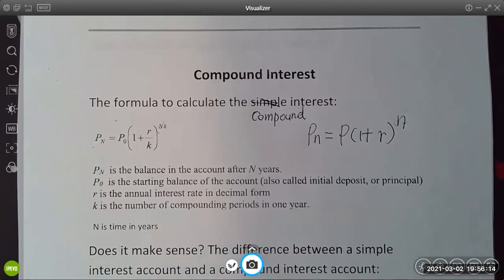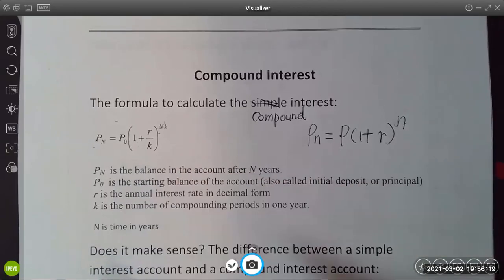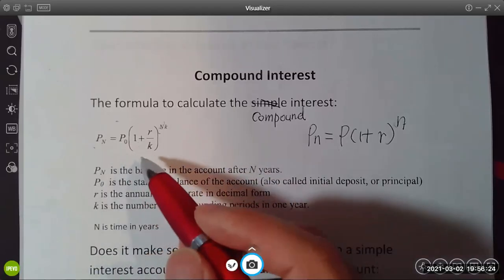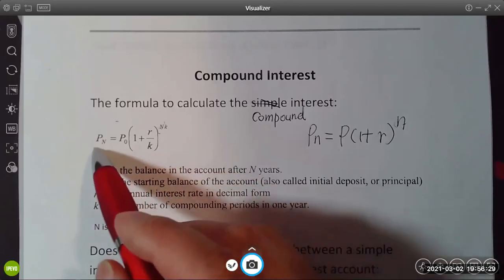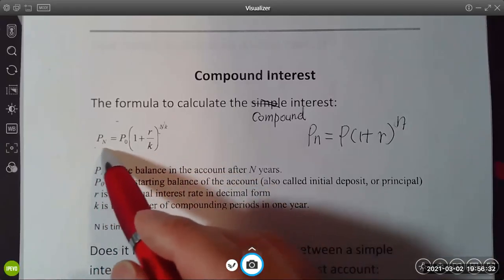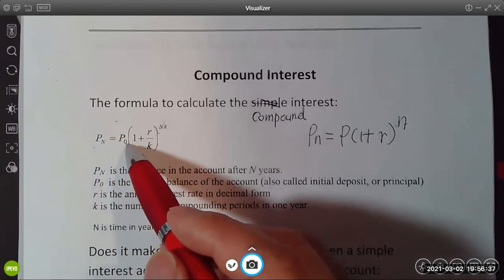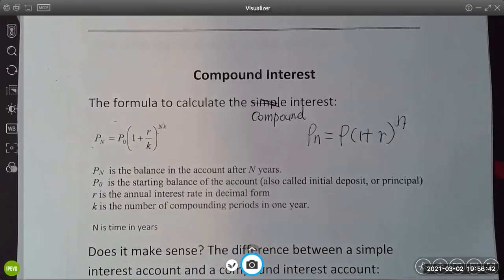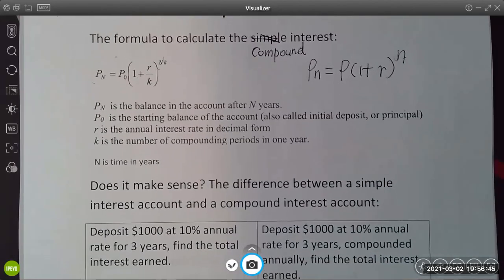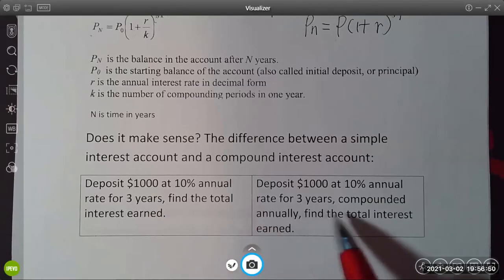Okay, now we want to make sense of this formula, why we have such a form for compound interest. Even though this is called a compound interest formula, it doesn't calculate the interest directly. It calculates the total account balance in the end, the future value. That means this number has the principal, which is this, and the interest. It contains both parts.